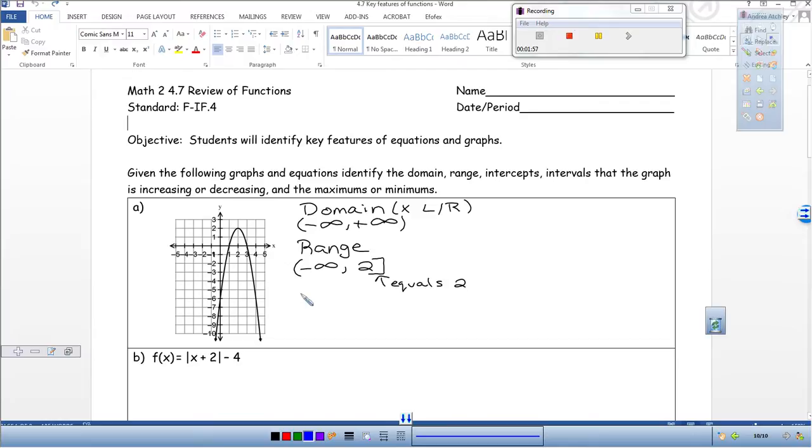The intercepts, we're going to look for the x-intercept. That's where it crosses the x-axis, here and here. So when x is 1, y is 0. And when x is 3, y is also 0.